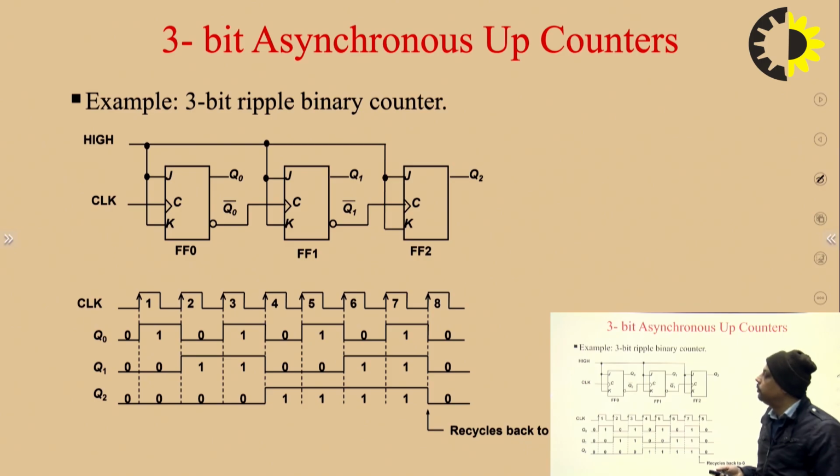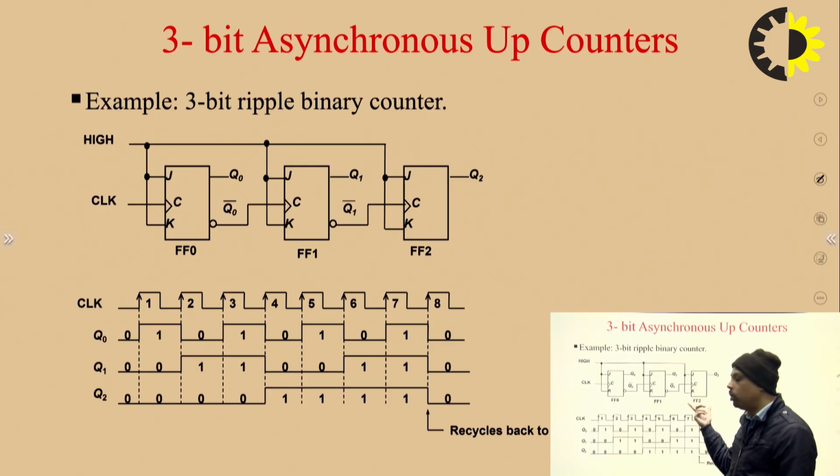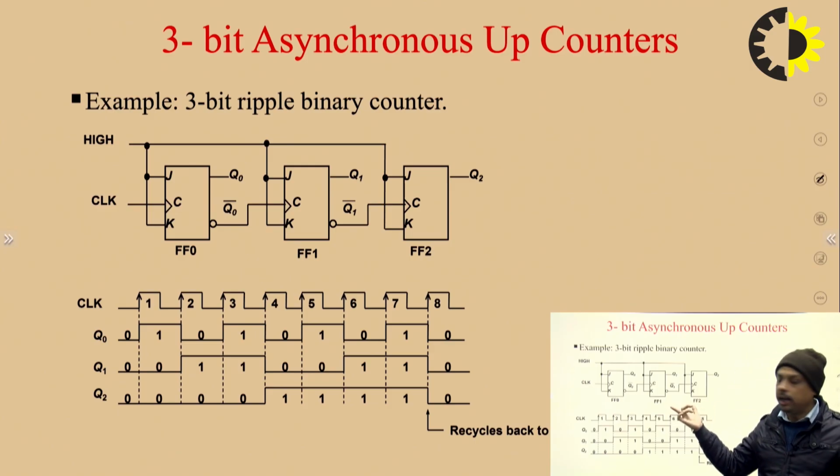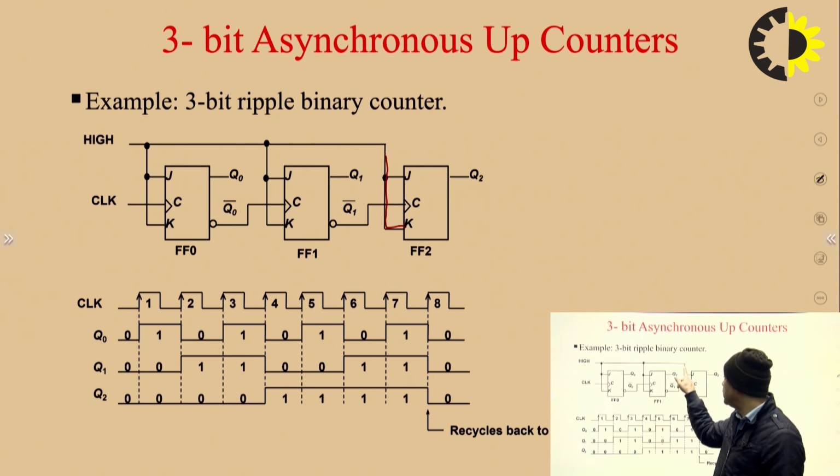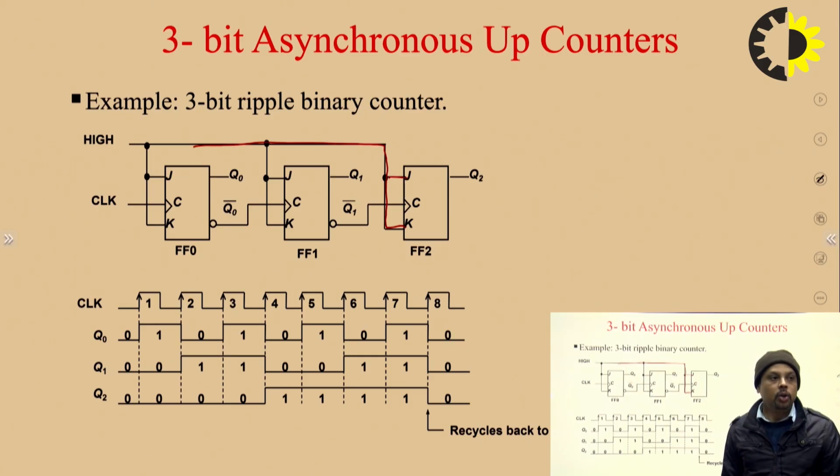Now in the case of a 3-bit asynchronous counter, there is nothing new, we just have to add one more flip-flop to make a 3-bit ripple counter, and we have to put this JK in the toggle condition.